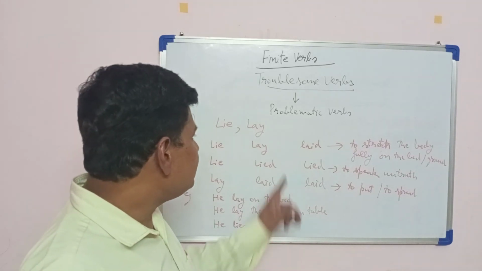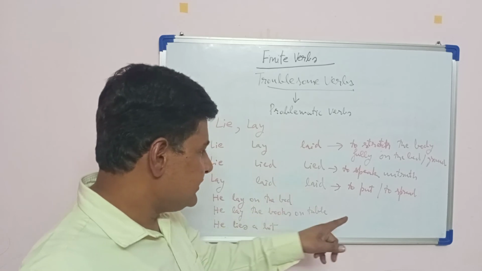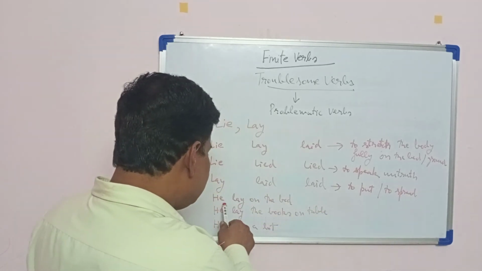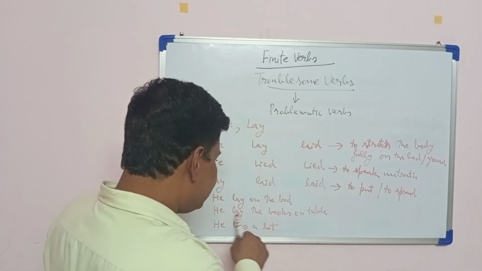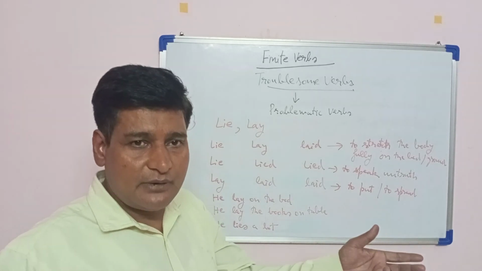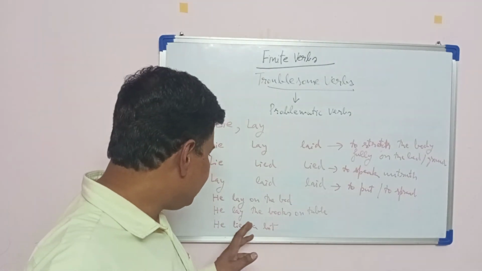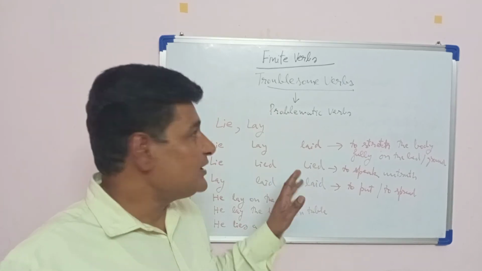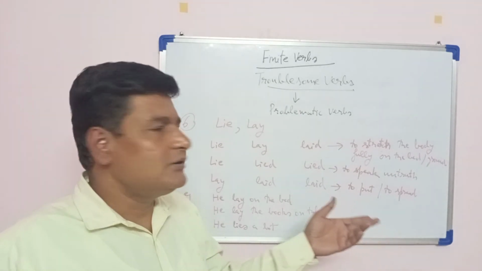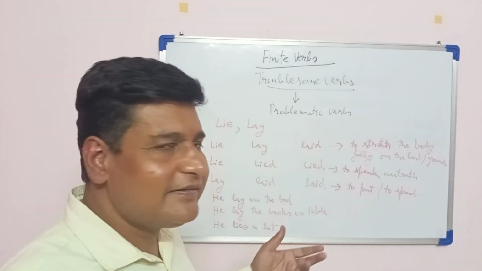And yet another verb, that is lay. Its forms are lay, laid, laid. It means to put or to spread. So he lay on the bed. He lay the books on the table. So here the idea is to put on the table. He lies a lot. Okay. So I hope you have understood the difference between lie and lay. Let's move forward to the next problematic verb. What is this? Let us understand.